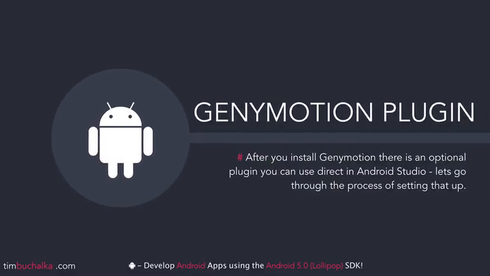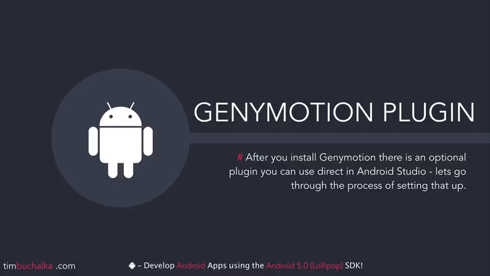In this video, we're going to go through and set up the Genymotion plugin. This video works for both Windows and for Mac. Now, it's an optional step. You don't need to use this plugin, but by installing it, you can configure and use Genymotion within Android Studio instead of starting it up separately.